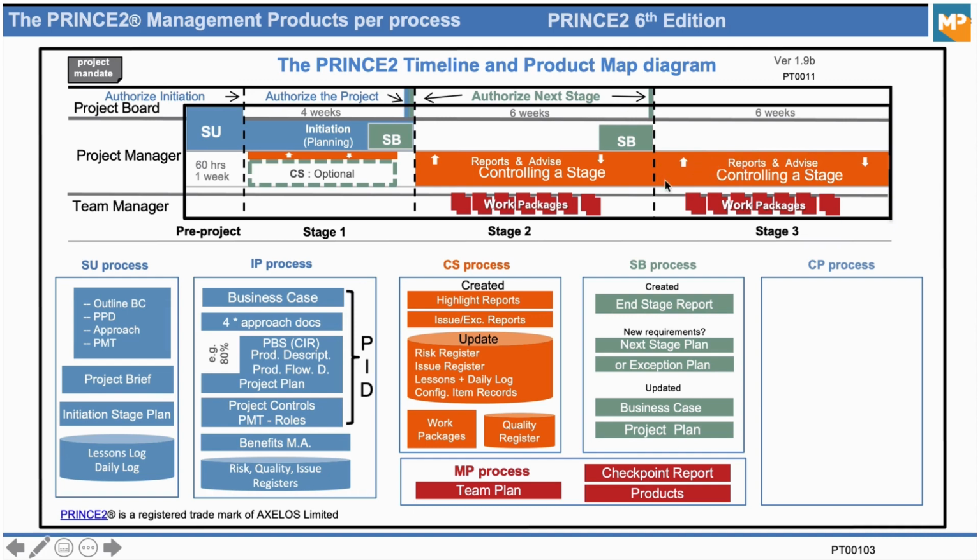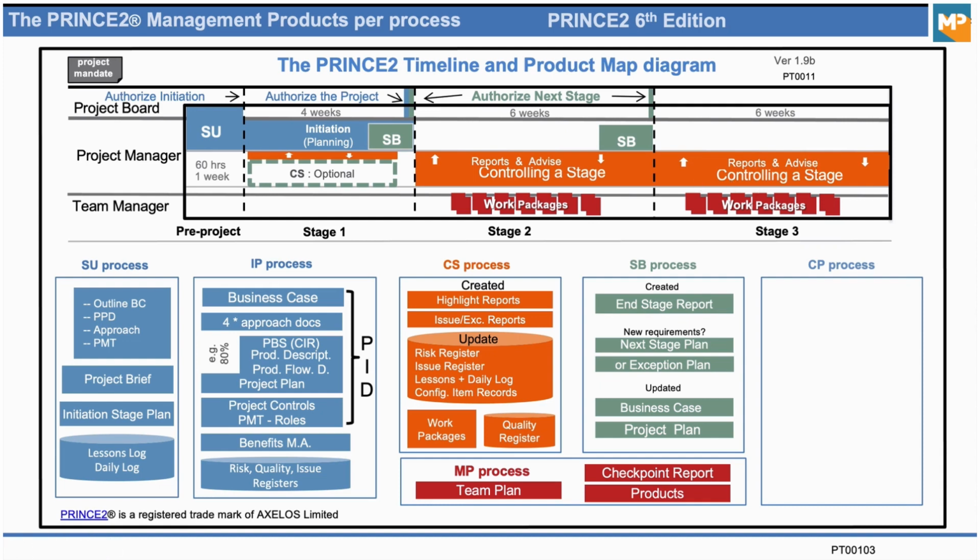The project manager will look up in the stage plan for the different product descriptions that have to be created. They will hand them out. The teams will do the work. They will hand back the products. We will update the quality register based on the results of the tests that have been done, and so on and so on.